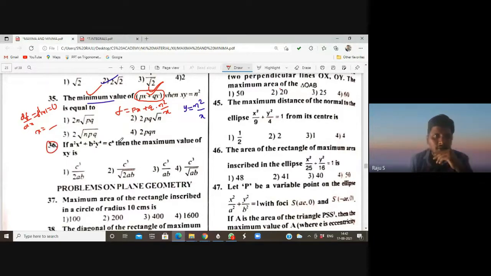Here, the next one, the maximum value. The maximum value they're asking. Here also the same thing, students. See here, they have given it in terms of two variables, but the thing is, it's not easy to find y in terms of x. So what shall we do here? I want to do one thing. The same arithmetic mean, geometric mean concept will apply.